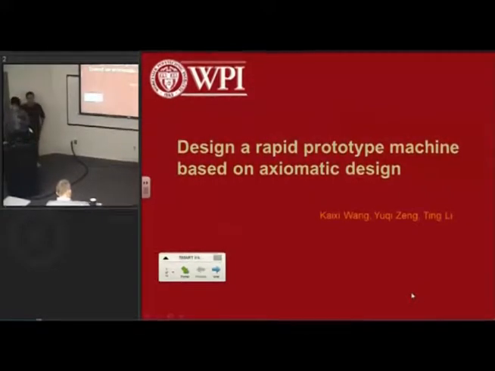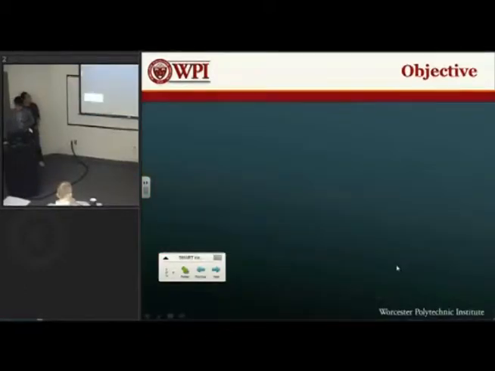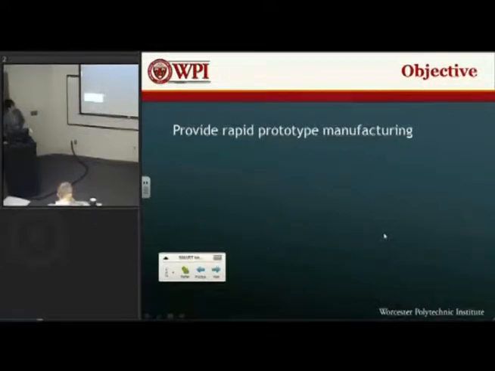Today the topic of our project is to design a rapid prototype machine based on axiomatic design. Our objective is to provide rapid prototype manufacturing.